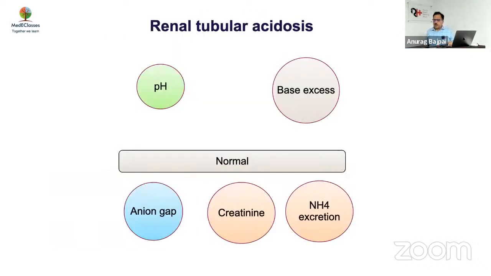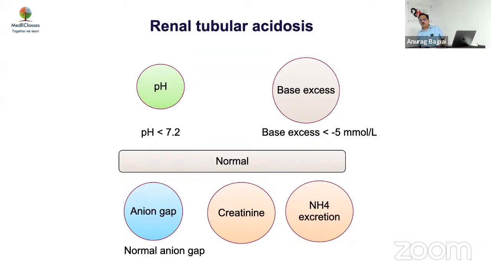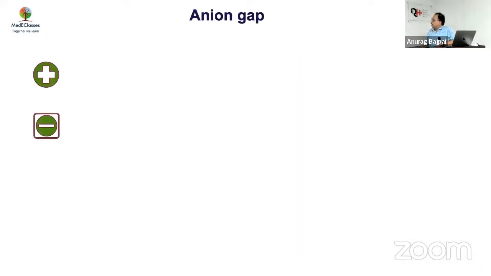Now, when we diagnose RTA, you need to have three things. You need to have renal tubular acidosis. So you need to have a pH which has to be low, less than 7.2 ideally. Base excess has to be negative, less than minus 5. And it has to be tubular in the sense that the anion gap is normal. So high anion gap situations are ruled out. Normal glomerular function and ammonium excretion is also something we look at using the urinary anion gap. So hyperchloremic metabolic acidosis with a positive urinary anion gap is equal to renal tubular acidosis.